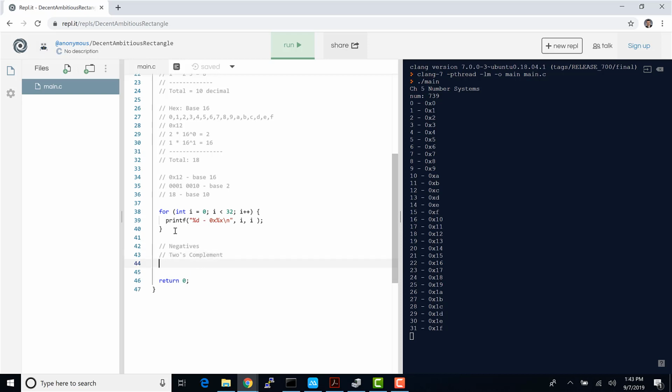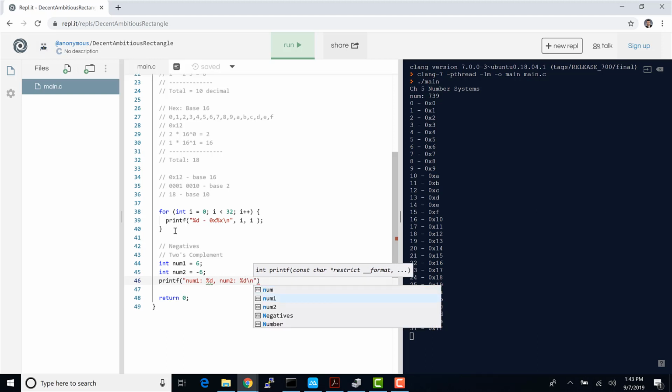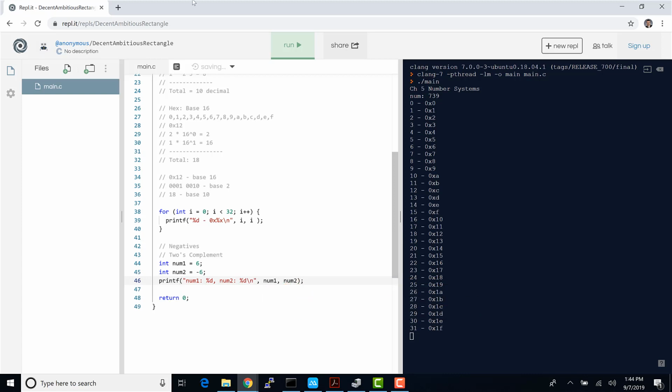So negative numbers represented in the computer actually are 2's complements. Let me demonstrate by having an integer. I'll say we have int num1 equals, say, 6, and int num2 equals -6. And of course, if we print those out as decimal values, num1 %d and num2 %d \n, and print out num1 and num2, really no surprise here, right? That's as you would expect.